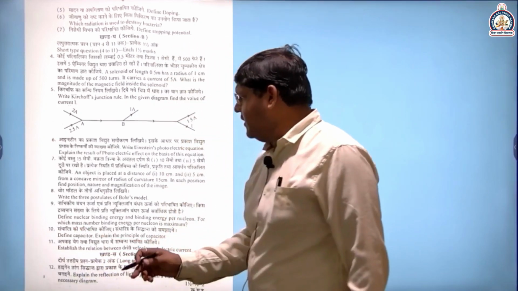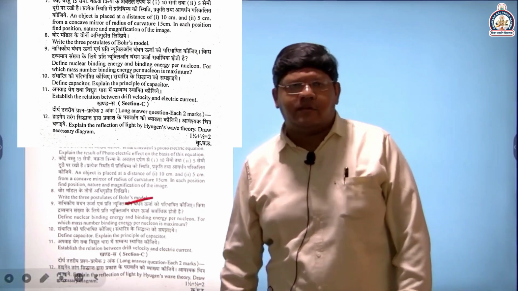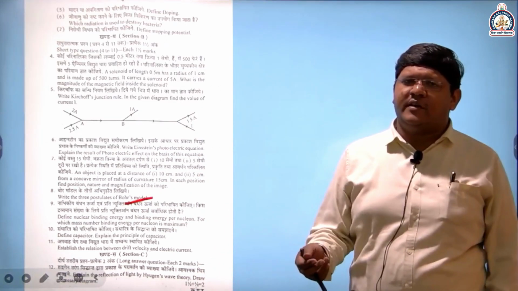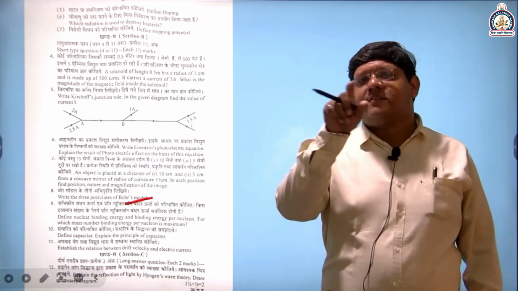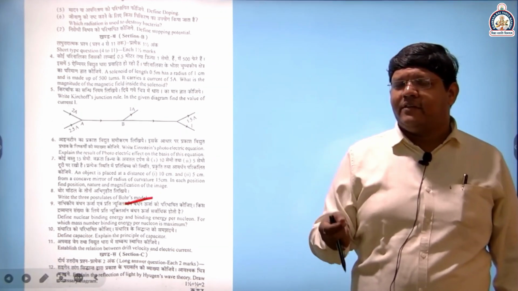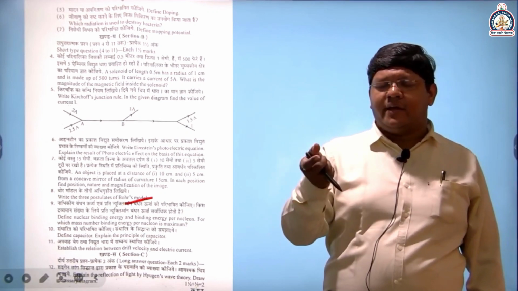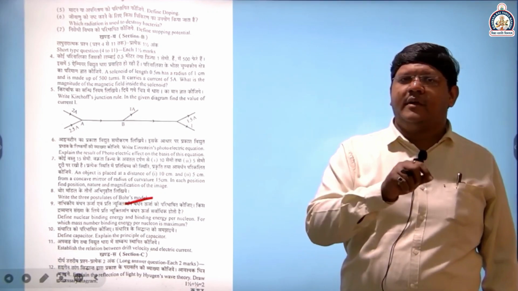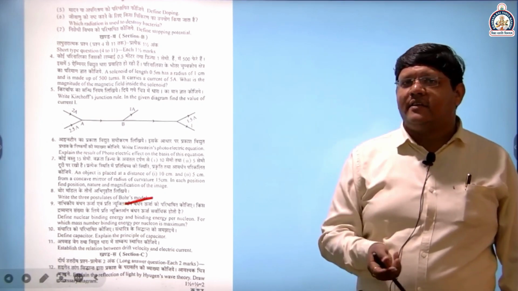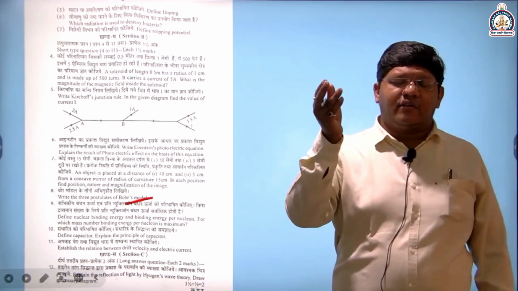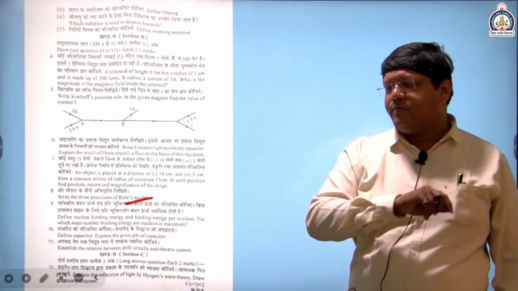Moving to the next part. Write the 3 postulates of the Bohr model. There are 3 or 4 postulates. The first postulate is about the atom structure. Second is about the stationary orbit. Electron is always moving in a stationary orbit. Third is that the electron will revolve in those orbits having angular momentum mvr is equal to nh upon 2 pi. And the last condition is the frequency condition. When the electron transits from a higher orbit to a lower orbit, it always emits energy in the form of a photon.